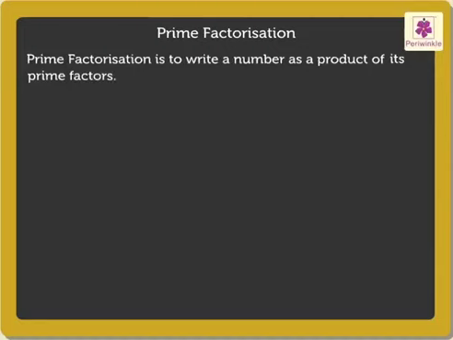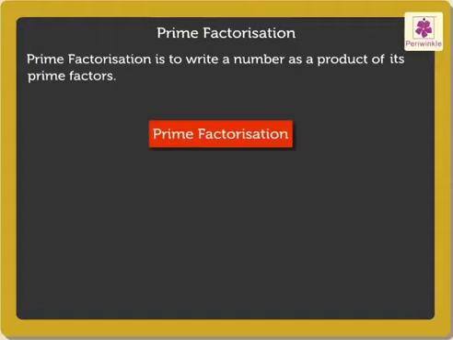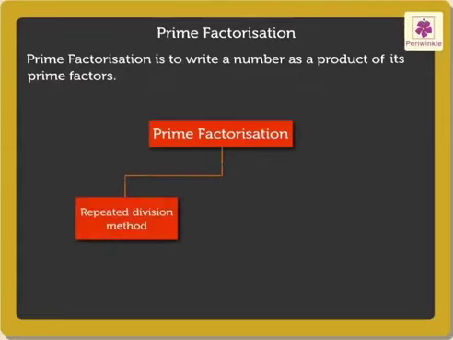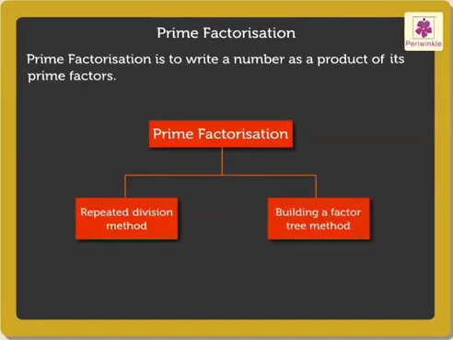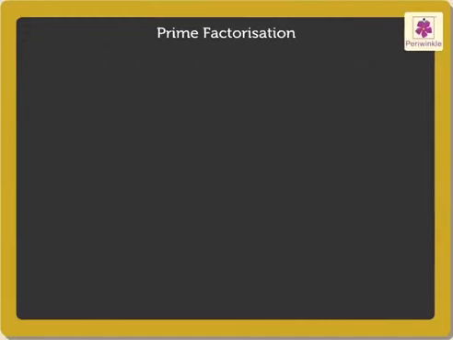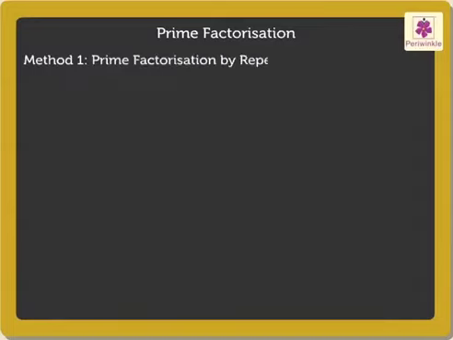There are two methods to find the prime factorization of a given number. 1. Prime factorization by repeated division. 2. Prime factorization by building a factor tree. Let us learn them one by one. Prime factorization by repeated division.